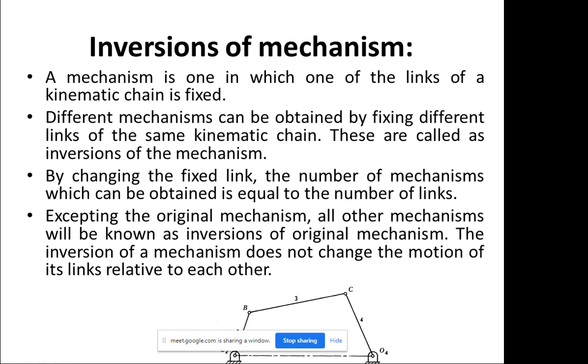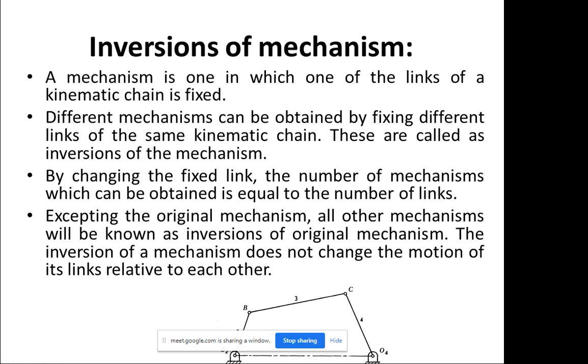Okay, but if you fix the link O to B, now link 2 is fixed and you make the other links oscillate, it will be another type of inversion. If you fix link 3, that is BC, and give motion to the other two links, then you get a different inversion. And suppose you fix C to O4, this fourth link is fixed, and you give motion to the other three, again that will be another inversion.